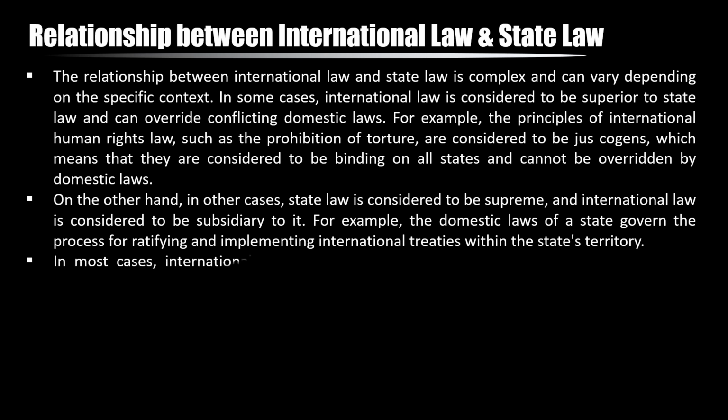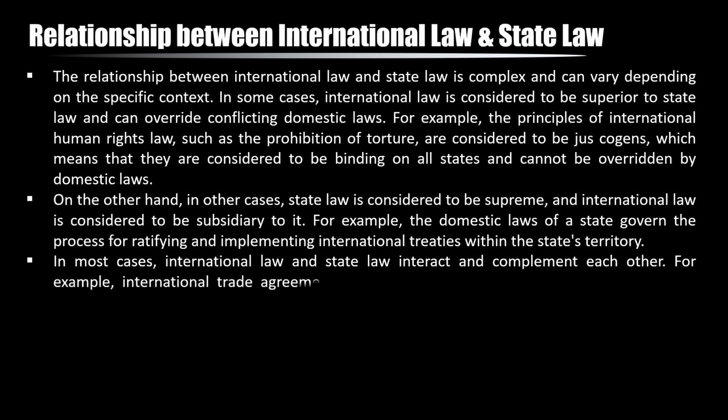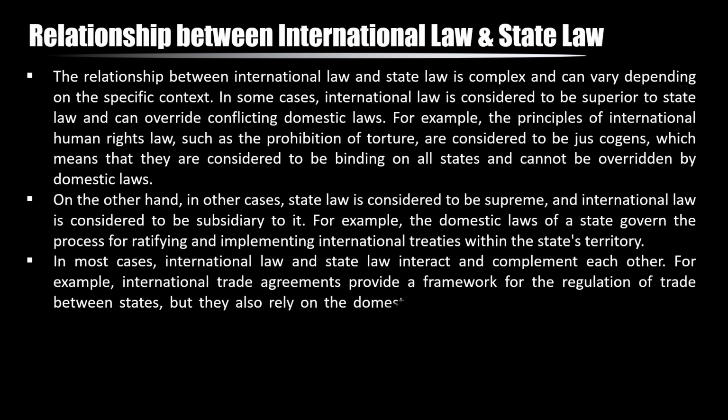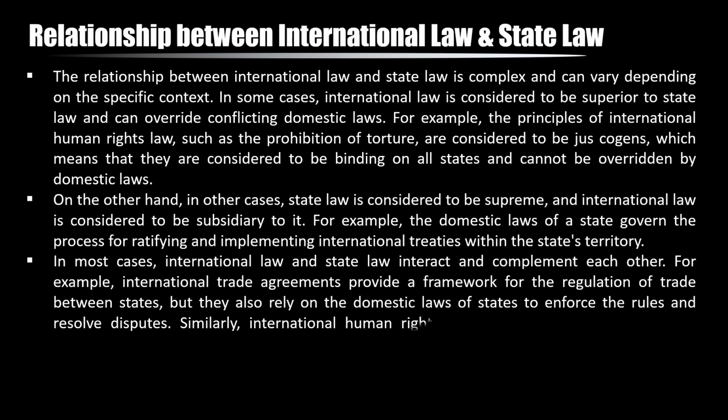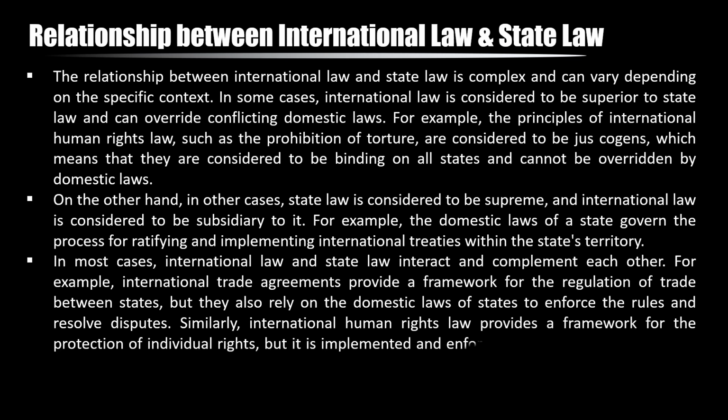In most cases, international law and state law interact and complement each other. For example, international trade agreements provide a framework for the regulation of trade between states, but also rely on the domestic laws of states to enforce the rules and resolve disputes. Similarly, international human rights law provides a framework for the protection of individuals' rights, but it is implemented and enforced through domestic laws and institutions.